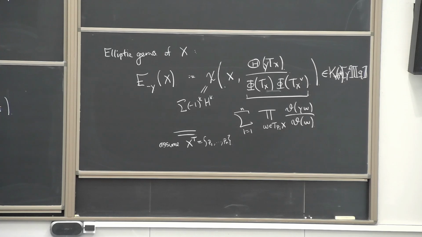Right. So maybe I can say more precisely. This is some group of vector bundles or coherent sheaves with the usual sum map and formal differences.